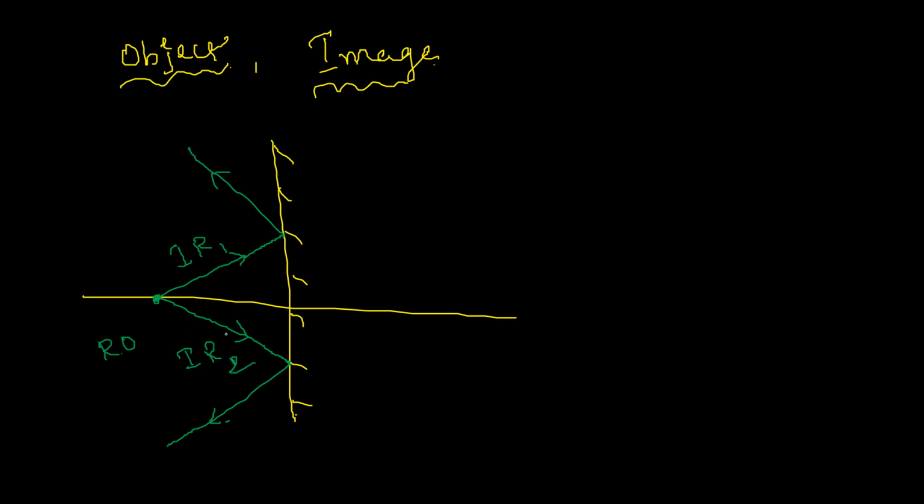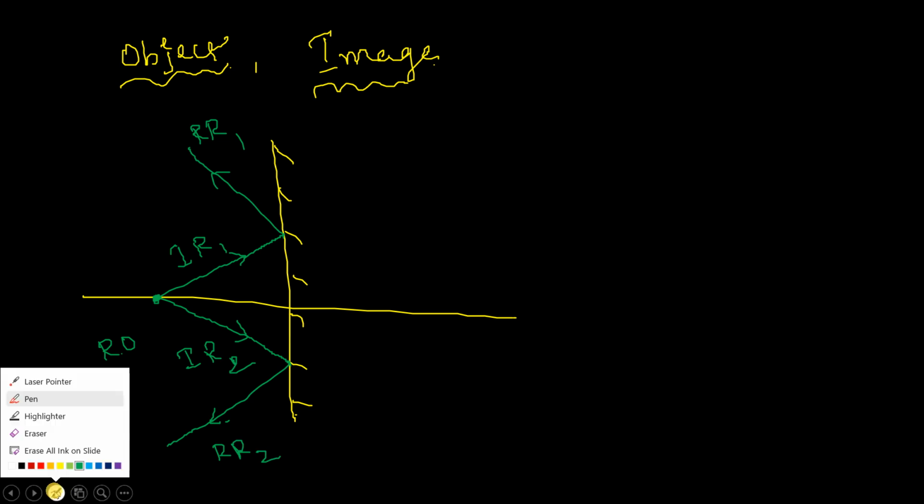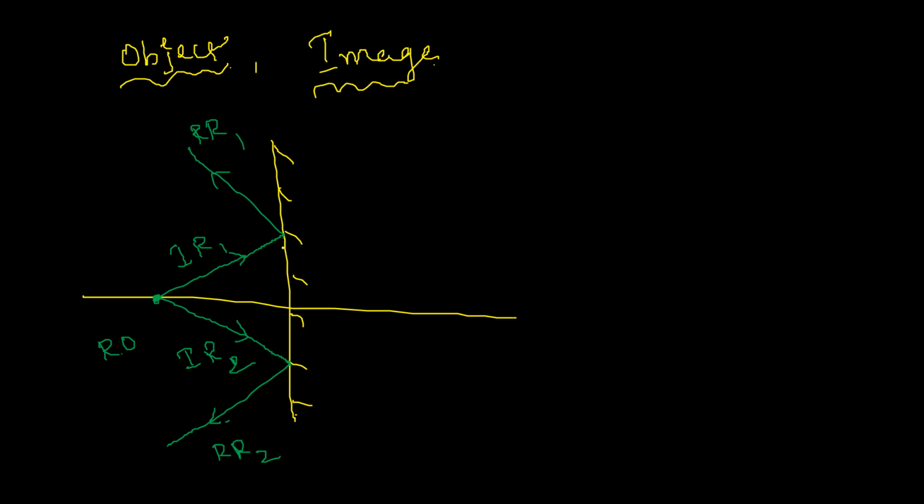This is incident ray 1, incident ray 2. This is the reflected ray 1 and reflected ray 2. If you extend those light rays, they meet at one point on the principal axis. So their image will form, and that is a virtual image.